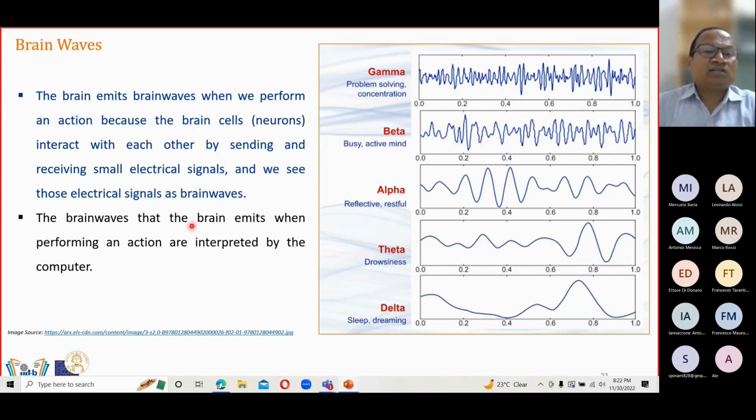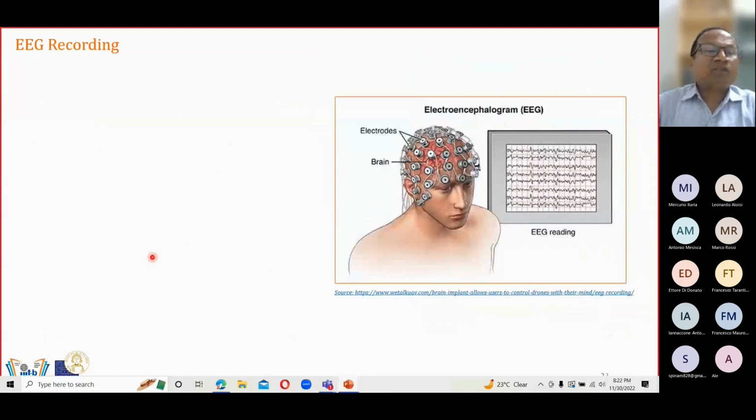And when we see those electrical signals as brain waves, the brain waves that the brain emits when performing an action are interpreted by the computer. The brain signals which are received by the computer are interpreted.